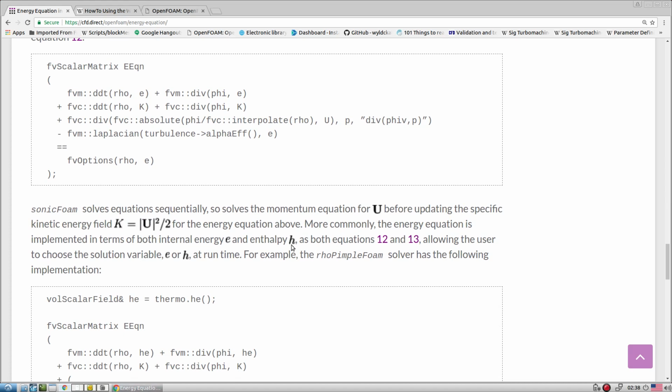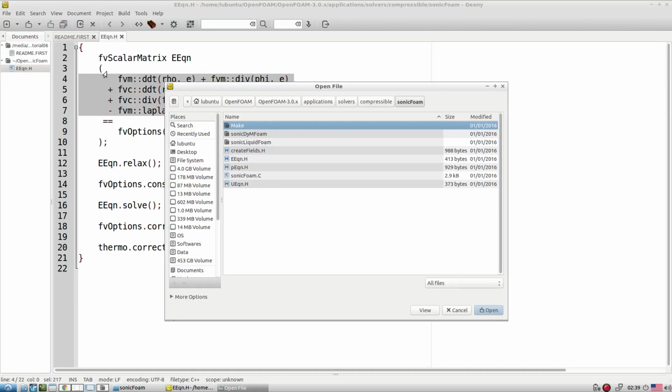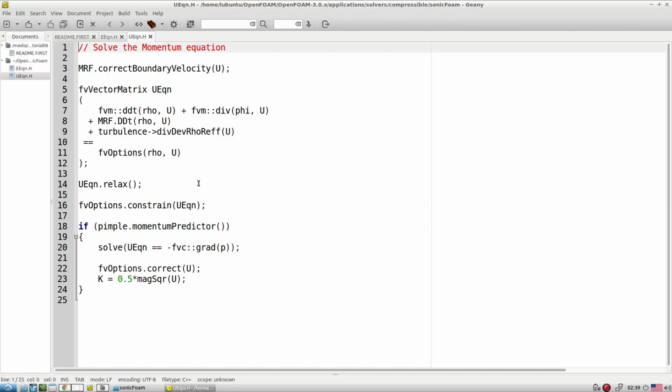What we normally do for K, after the solution of the Navier-Stokes equation, is derive the K from that. So you will find that information in the U equations. At the end we have this, where we derive the K from the magnitude of velocity. So you observe this change in the solver.